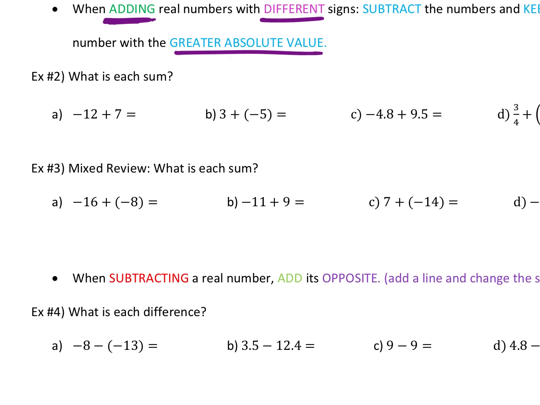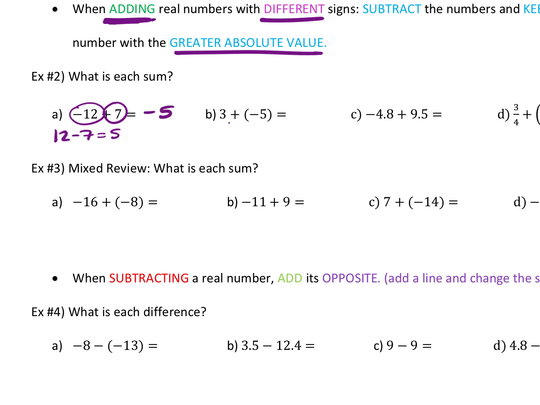So, negative 12 plus 7. One's positive, one's negative. Do I add them or subtract? You subtract them, okay? You go 12 minus 7 is 5. Then you look at your numbers. The one that has a bigger absolute value, which would be the 12, right? You keep the sign of that one. So this is a negative 5.